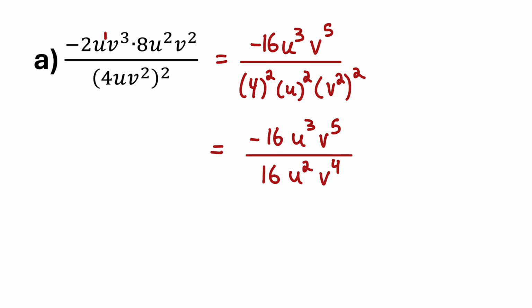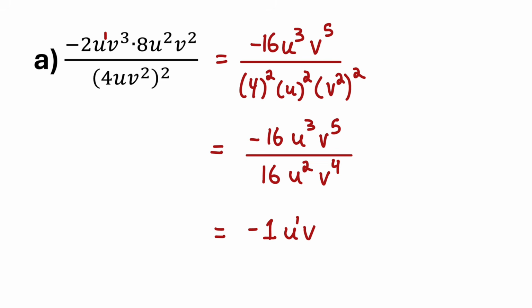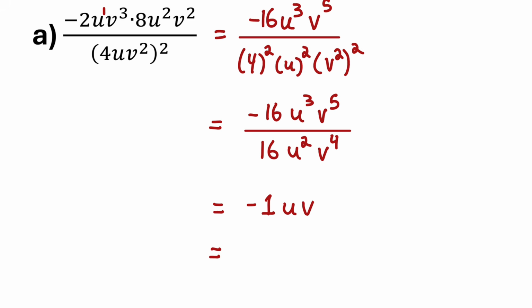And now I can do my dividing. Negative 16 divided by positive 16 is negative 1. u cubed divided by u squared. Using the quotient of powers rule, I can keep the base of u and subtract the exponents. 3 minus 2 is 1. And then v to the power of 5 divided by v to the power of 4. Keep the v and subtract the exponents. 5 minus 4 is 1. And when those exponents are 1, you don't have to write them. So I could actually just simplify this final answer to just negative uv.